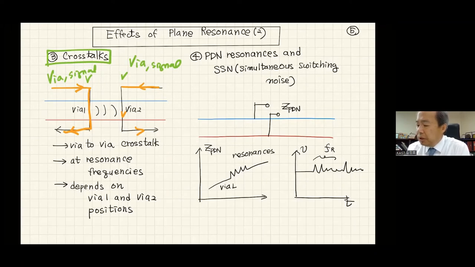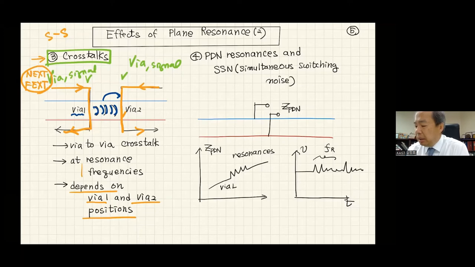Because of return current discontinuities, signal via one will create EMI radiations, and especially at resonance frequencies, it will be coupled to via two. Signal to signal coupling, we usually call this crosstalk. At some point in this semester, we were talking about near-end crosstalk and far-end crosstalk. So of course, here also, how much crosstalk will occur will depend on the via positions one and via position two. This coupling will be maximum at resonance frequencies.